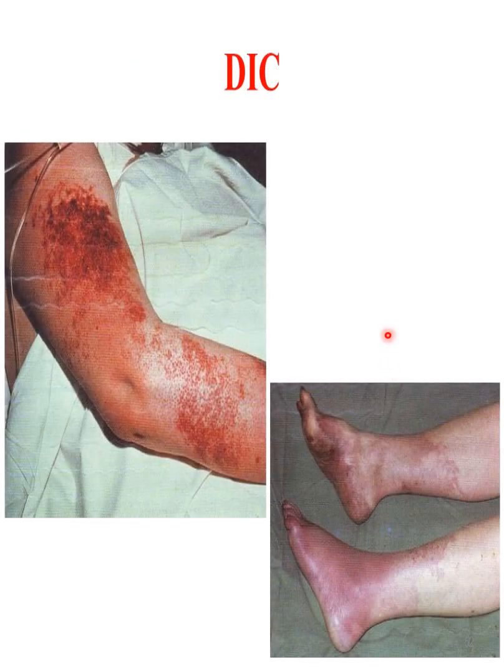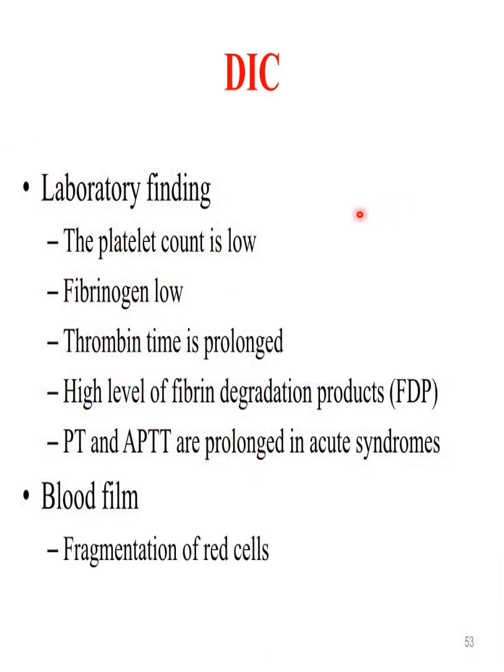These are some pictures showing skin changes in DIC and early gangrene which has set in the toes and lower limbs. The lab findings in DIC are that the platelet count is low, fibrinogen level is low, thrombin time is prolonged, fibrin degradation products are very high, the PT and PTT or the common pathways are affected, and there are fragmented RBCs.